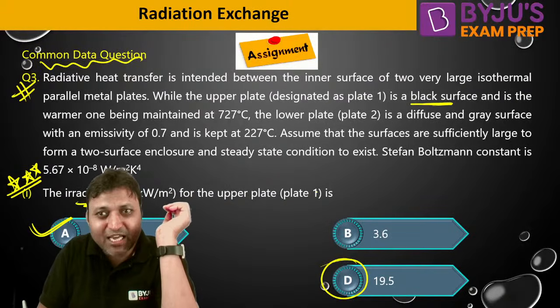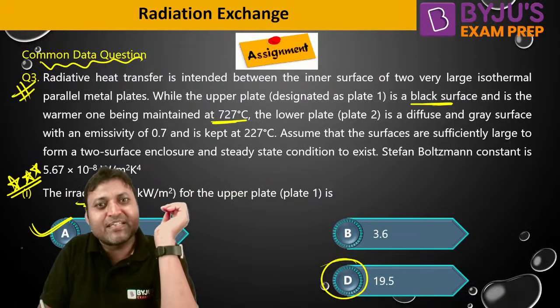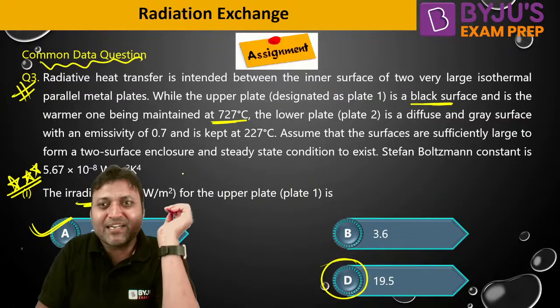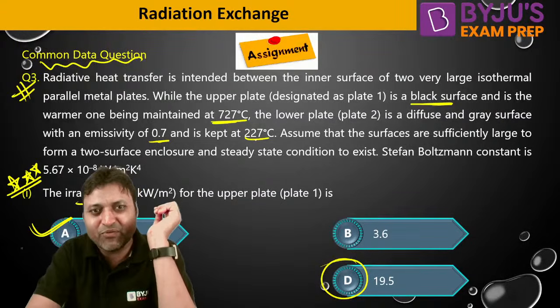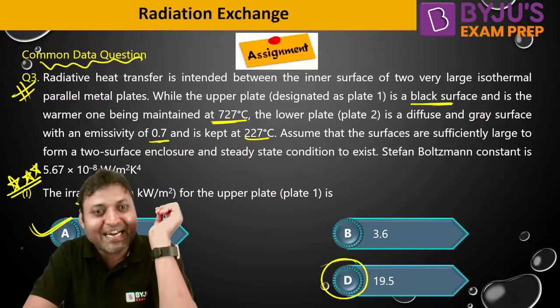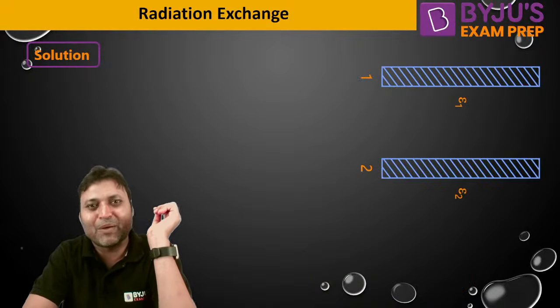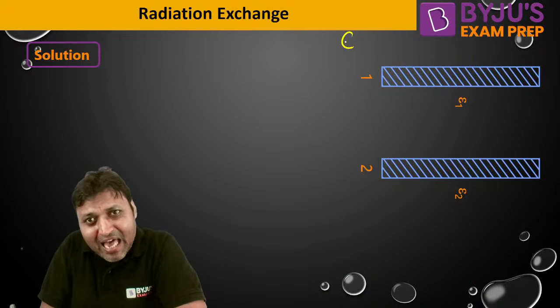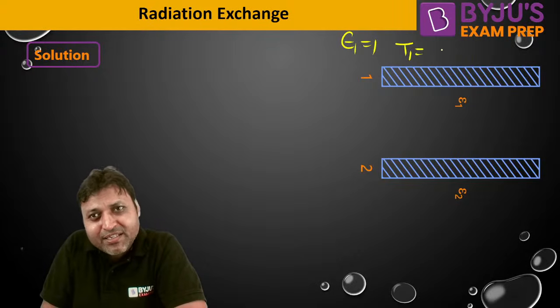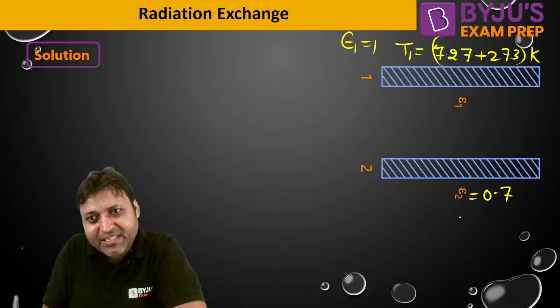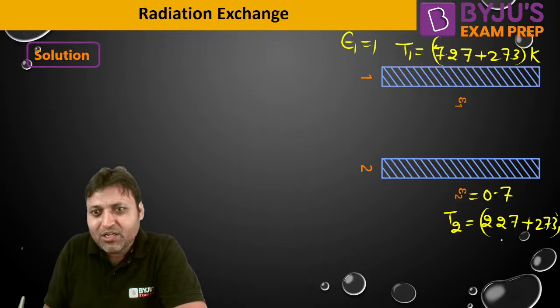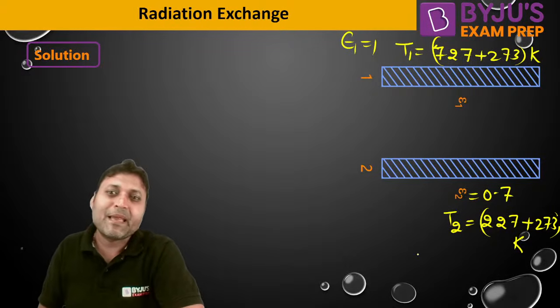Upper plate is a black surface and the warmer one maintained at 727 degrees Celsius, and plate 2 is a diffuse and gray surface with an emissivity of 0.7 and it is kept at 227 degrees Celsius. Now we need to find out the irradiation in kilowatt per meter square for the upper plate. This is the diagram. We can say epsilon 1 is equal to 1, T1 is equal to 727 plus 273 Kelvin, isn't it? And epsilon 2 is equal to 0.7, T2 is equal to 227 plus 273 Kelvin. Temperature has to be in Kelvin only.